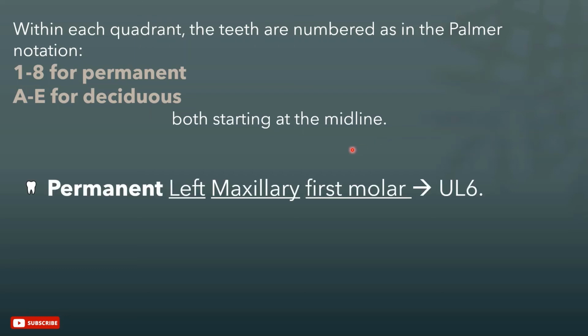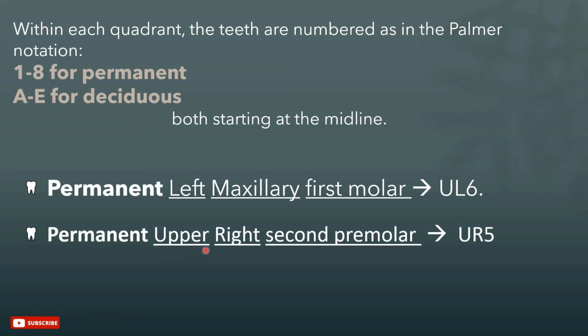We can take a couple of examples. The permanent, so you know that you're going to use numbers, not letters. Left maxillary or left upper, so you know you're using the arch first, then the side. You use U for the upper and L for the left. First molar is number 6, so it's UL6.